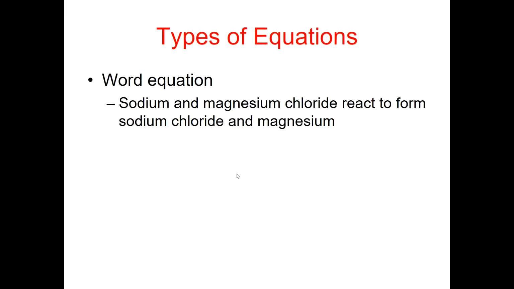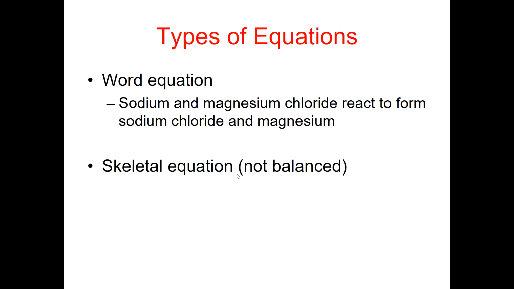Well, normally what we do is we take word equations and we convert them into skeletal equations. In other words, we take those words and turn them into formulas. So sodium is Na. Magnesium chloride is an ionic compound, so don't forget what you have to do with those.